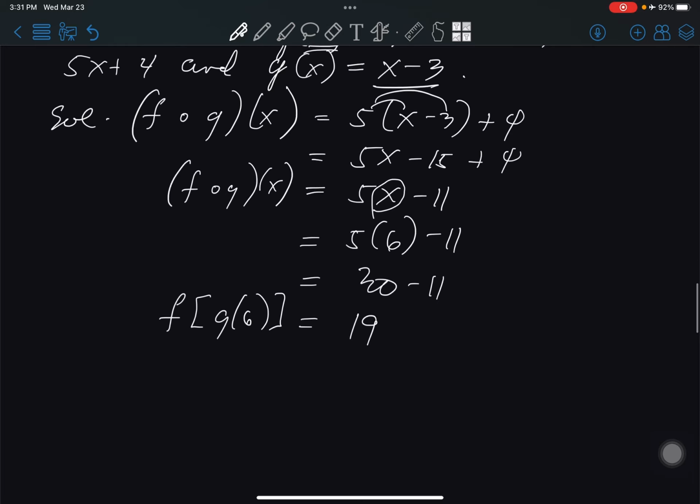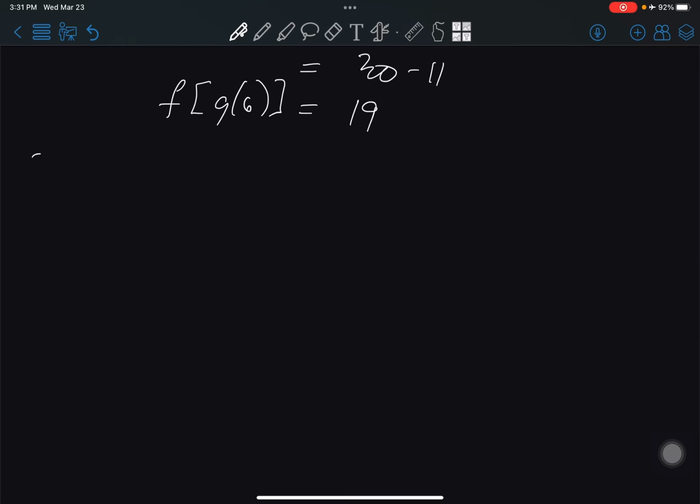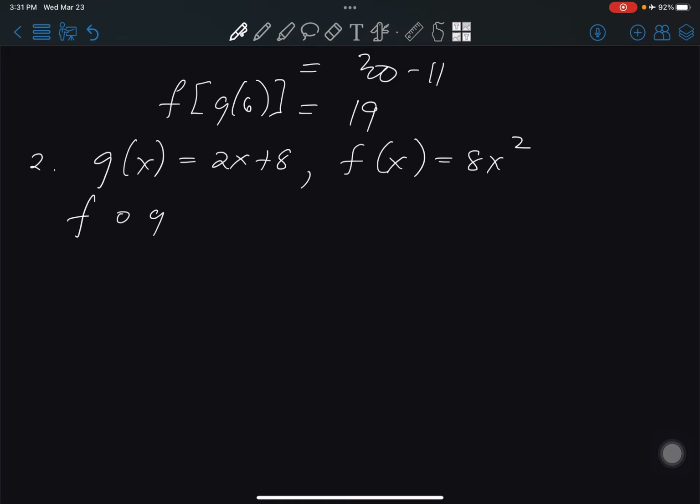Okay? Let's have another. Let's say here, we are going to find out the value of this. Let's say we have g of x is equal to 2x plus 8. Then we have your f of x is equal to 8x squared. We are going to find out the value of f of g of x. Okay? So what do you think is the value?